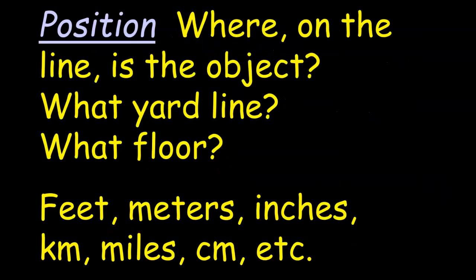Looking at each of these pieces, position is where on some number line our object is. If we're looking at a football field, what yard line is the object on? What floor is it on, if you have 8 floors in a building? Our units of measure are feet, meters, inches, kilometers, anything like that, just single units of measurement.